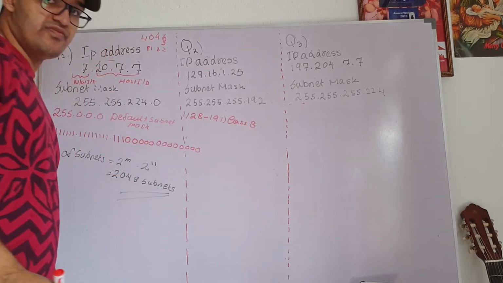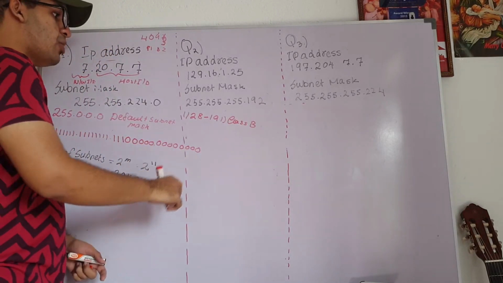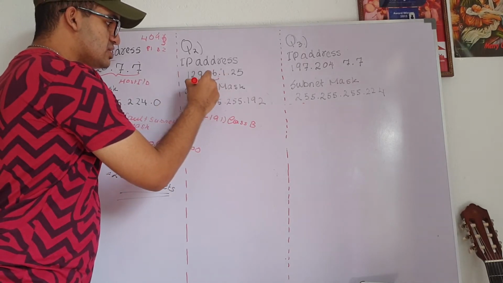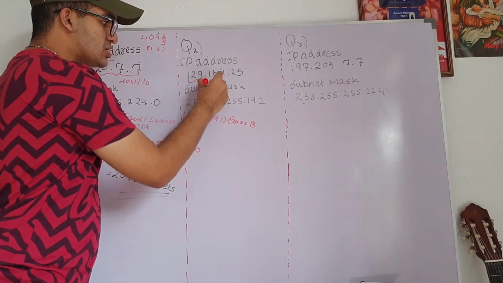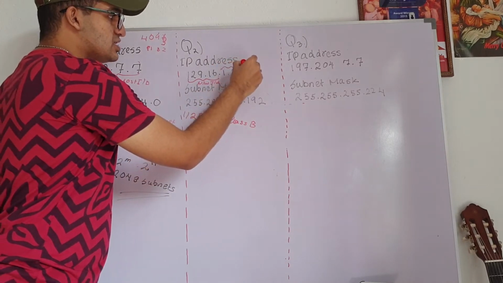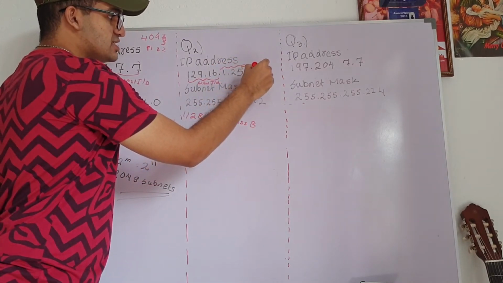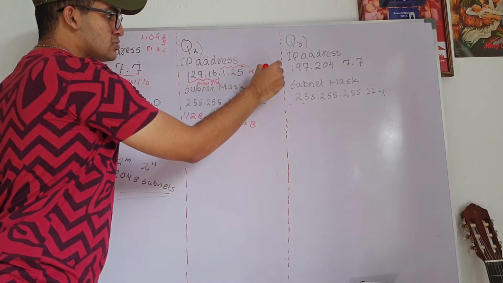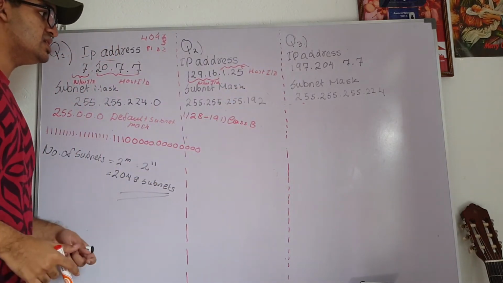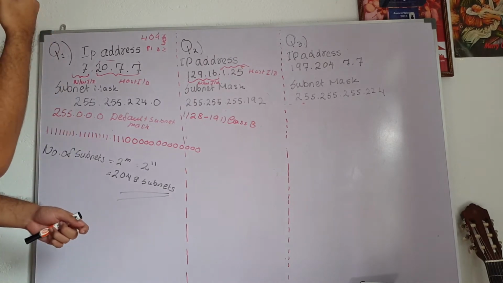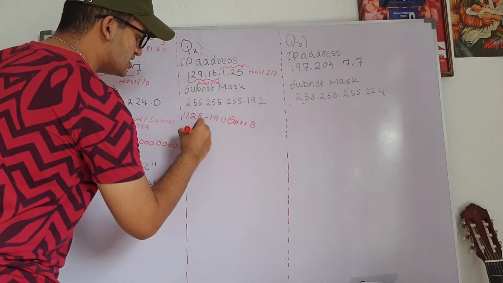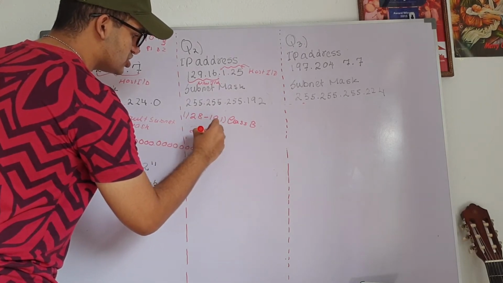So now that you found class B, the range, now you should know that this is the network ID, and this is the host ID. Now that you know the network ID and the host ID, you can easily find the default subnet mask, which is going to be this. This is the default subnet mask in this question.